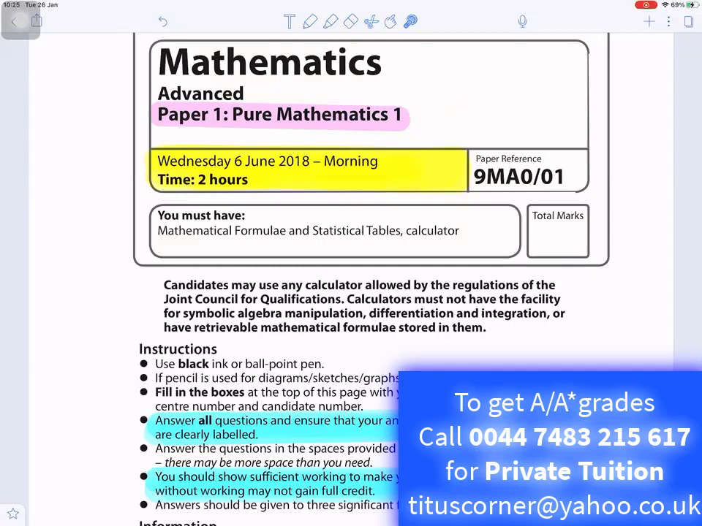Wednesday, 6 June 2018. Answer all questions and ensure that your answers to parts of questions are clearly labeled. You should show sufficient working to make your methods clear. Answers without working may not gain full credit.